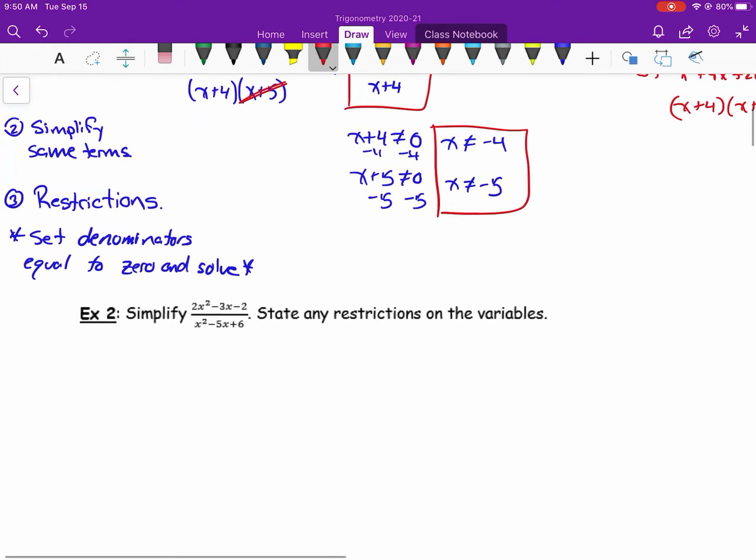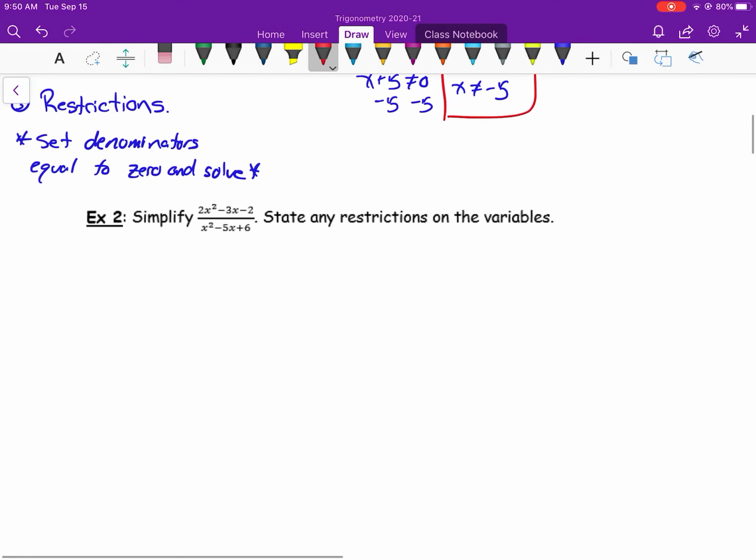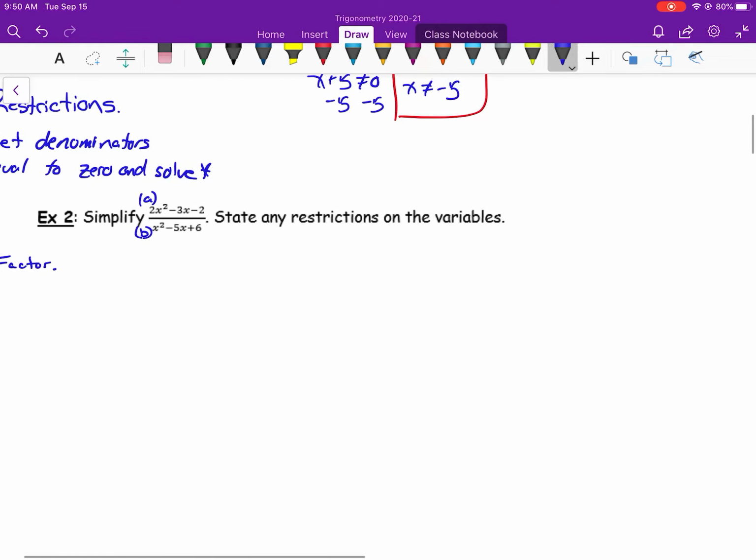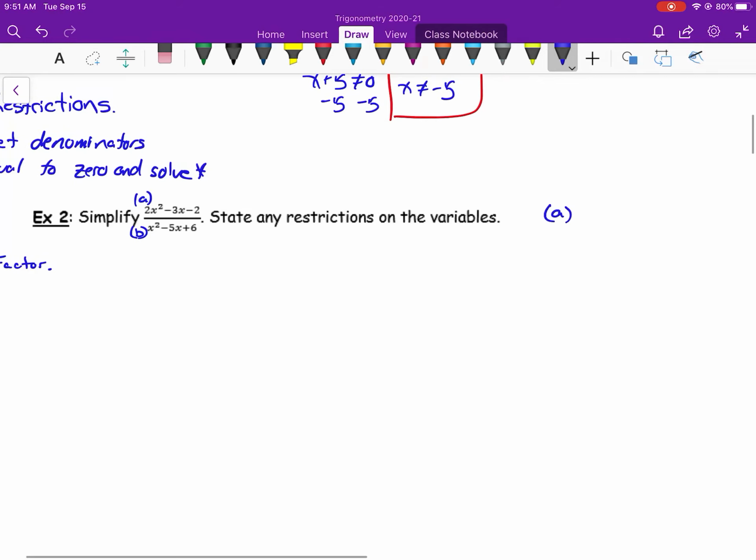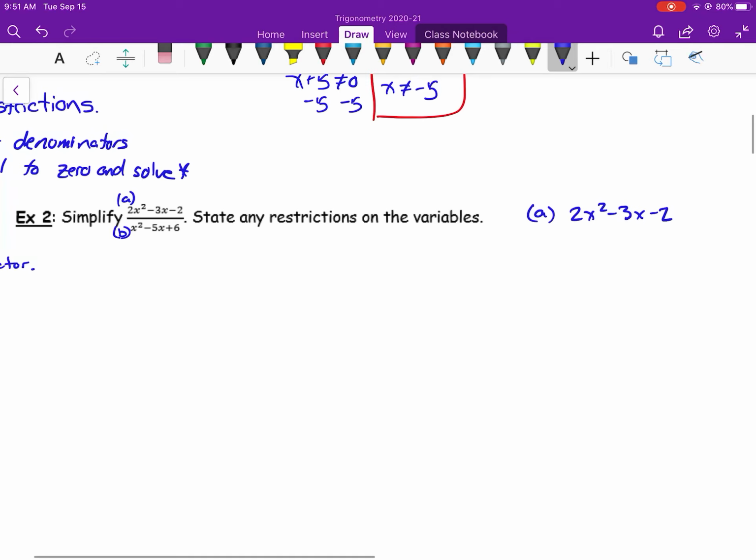Moving right along, it's the same thing, it's just repeating the process. So step 1, I'm going to factor. Call top A, bottom B. Alright, so to factor A, first times last is negative 4. Factors of 4. I got 1 and 4 and 2 and 2 to make negative 3, be negative 4 and positive 1.